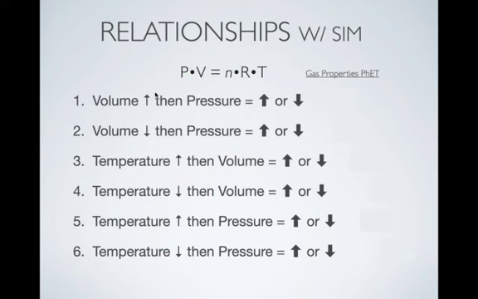So if the volume gets bigger, it's going to get wider. What's happening with collisions? There are fewer because they have to travel farther. So what will happen with pressure? The pressure has to go down. And then if I reverse that, if I make my volume smaller, now the particles don't travel so far, I get more collisions, and so now I have a higher pressure.